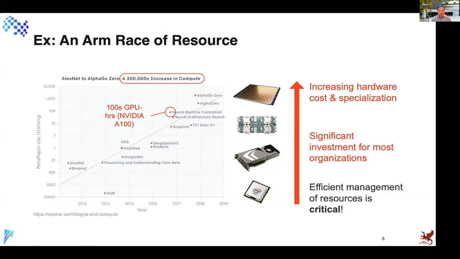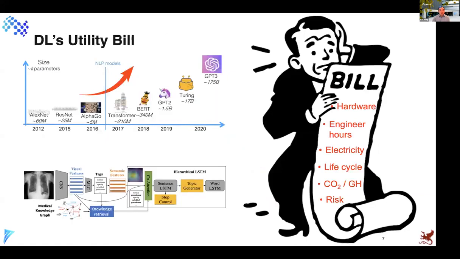So all these actually require significant investment from organizations and companies. And there is also a challenge in managing these resources economically and wisely. So you can see that there is a big utility bill, even going beyond the hardware. You need to pay for engineering hours. You also need to pay for electricity, for running the hardware and cooling the hardware. There is also software lifecycle maintenance. There are also issues of environmental footprints, such as carbon dioxide emissions, greenhouse emissions, and other things.